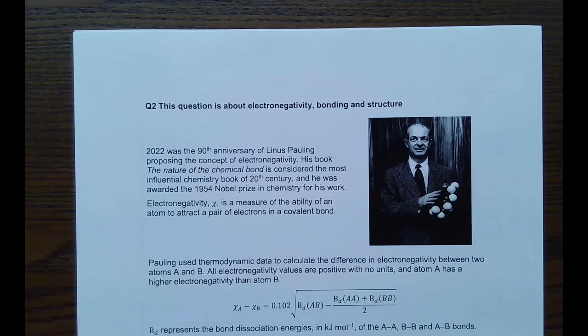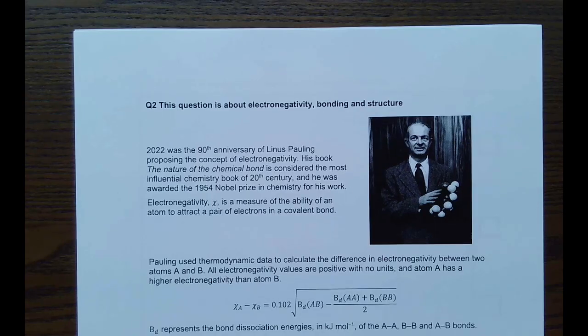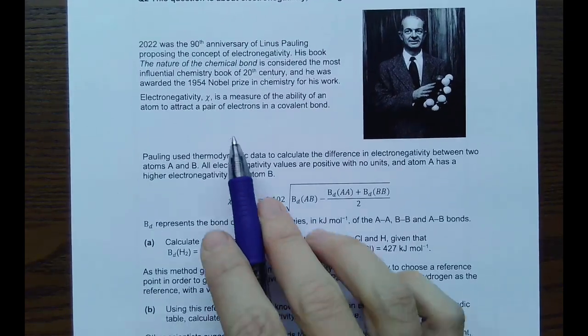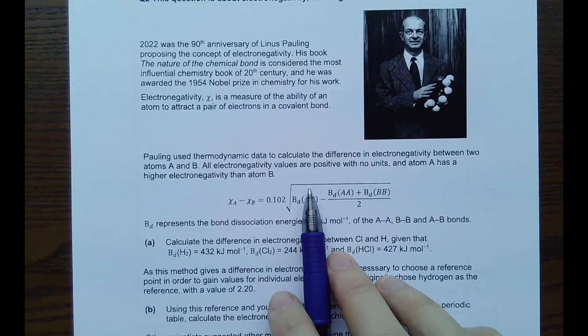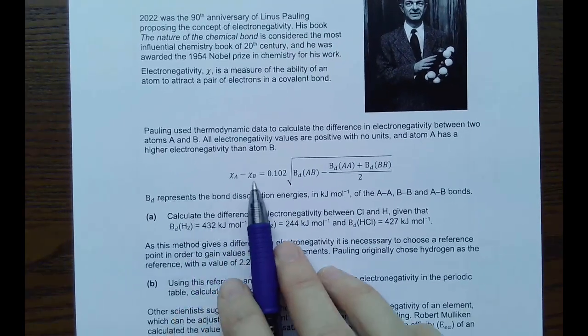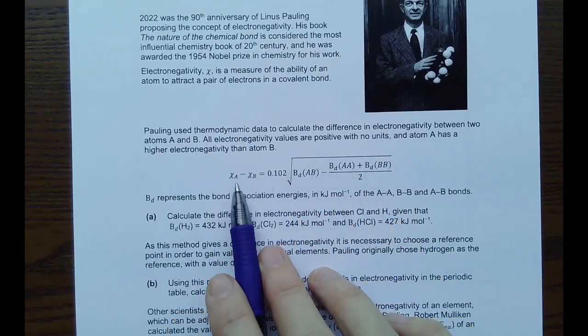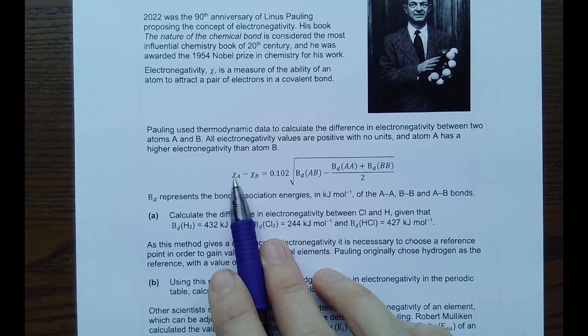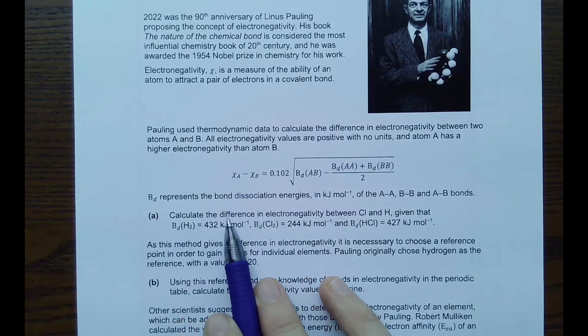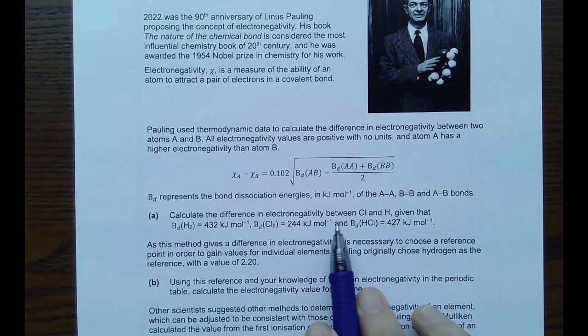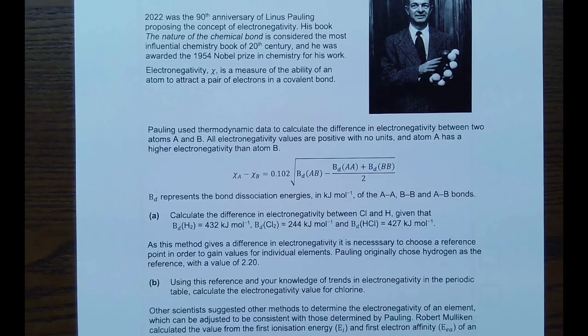2023 question number 2. This is a really great question. It's a bit of a long one, but it's very, very interesting. So we have this bit about Linus Pauling and electronegativity, and then it says you've got this equation which gives you the electronegativity difference between atom A and atom B, and it says calculate the difference between chlorine and hydrogen, and then it gives you all the data to just basically put into this equation.